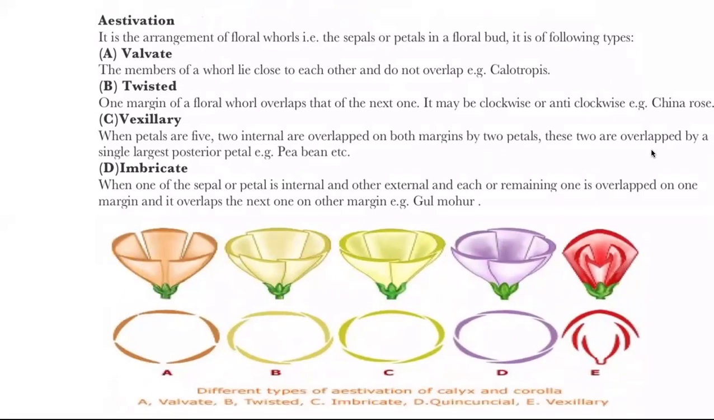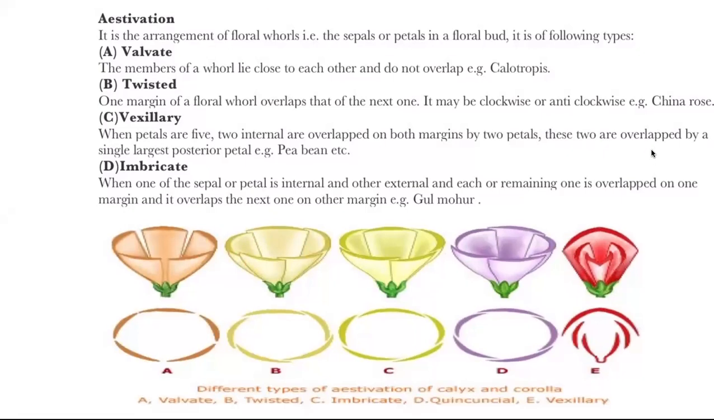Second is the twisted one. In twisted, one margin of the floral whorl overlaps that of the next one. It may be clockwise or anti-clockwise. Look over here. One margin overlaps the other one. There's one in front, one at the back. Then is the vexillary.